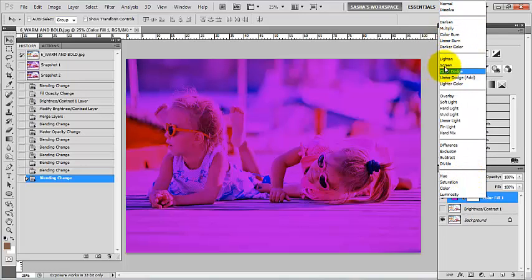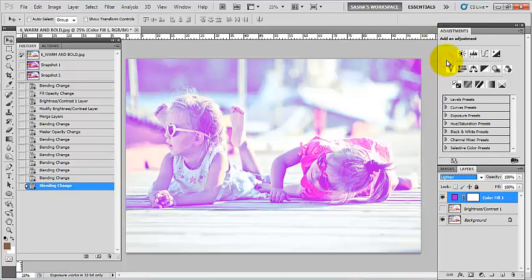Now the lighten group and the darken group are exact opposites of each other. So darken is the opposite of lighten, multiply is the opposite of screen, color burn is the opposite of color dodge, linear burn is the opposite of linear dodge, and darker color is the opposite of lighter color. And so they're going to do the same thing, except they're going to play up the lighter values of the photograph and replace the darker values with our purple color that we have here.